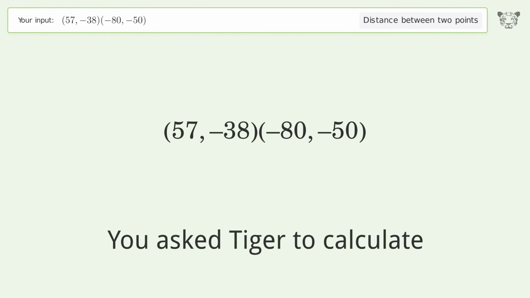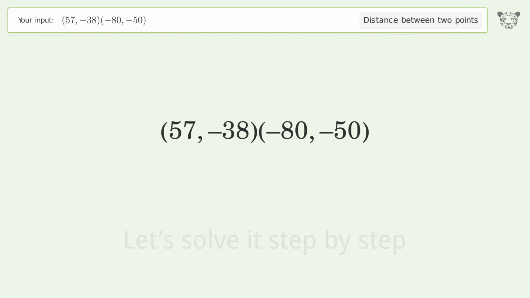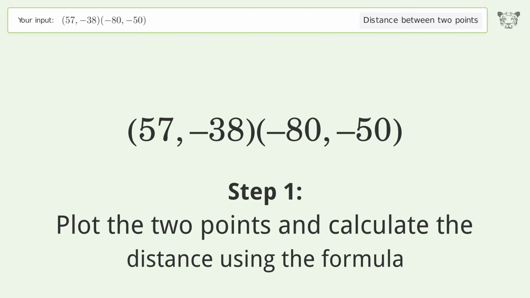You ask Tiger to calculate. This deals with the distance between 2 points. The distance between the 2 points is the square root of 18,913, or 137.525. Let's solve it step by step. Plot the 2 points and calculate the distance using the formula.